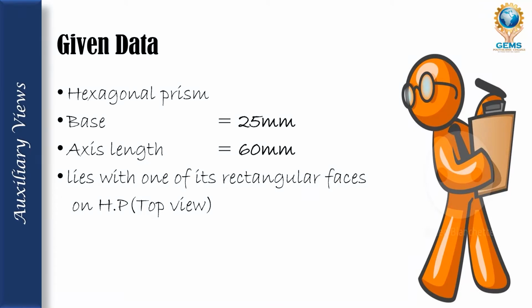Next, it lies with one of its rectangular faces on HP, the top view. So we are going to draw the rectangular face of the prism in the top view. If the rectangular face is in the top view, the hexagon will be in the front view. Got it? Can you understand? The rectangular face in a hexagonal prism depends on how you keep the object. If it is extruded, it will look like a rectangle on each side, so that is in the top view. The hexagon will be in the front view. Can you get the point?